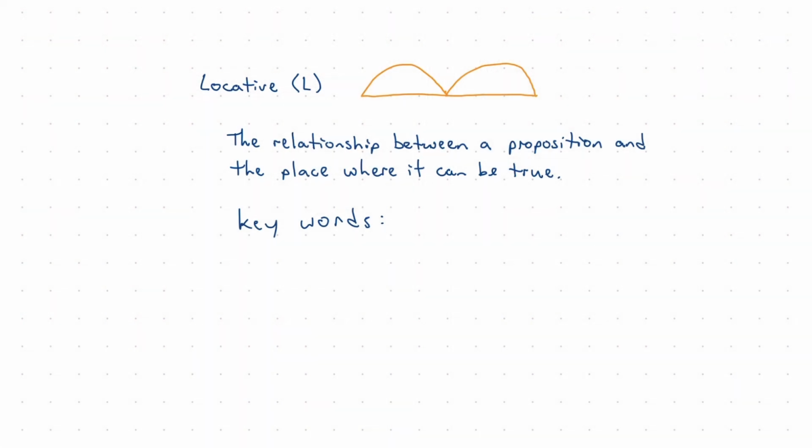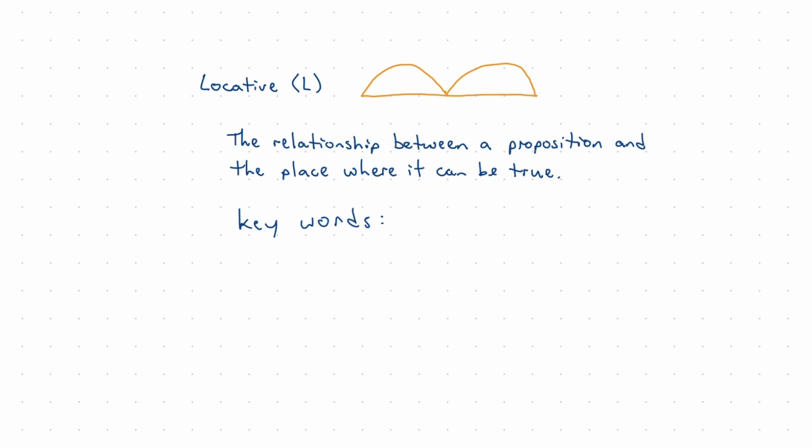Let's look at the locative relationship. Locative comes from the word location, and similar to temporal, locative helps us to understand where something is happening or where something can be true. The symbol that we'll use for locative is simply the letter L, and the definition here is the relationship between a proposition and the place where it can be true. So temporal was the time when that could be true. Locative refers to the place where that can be true.